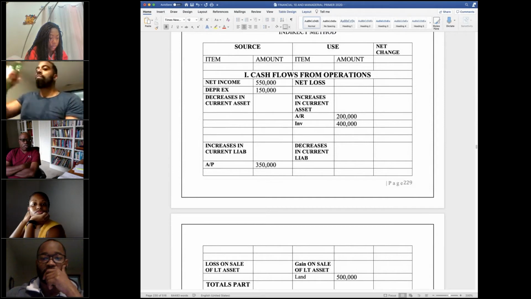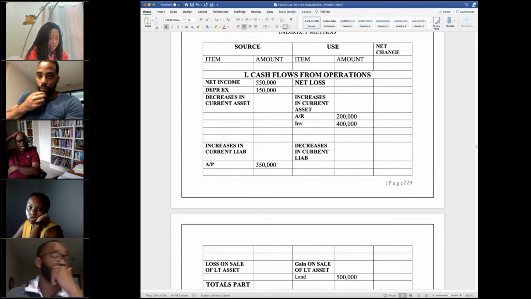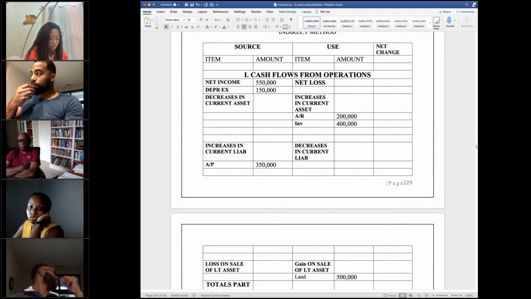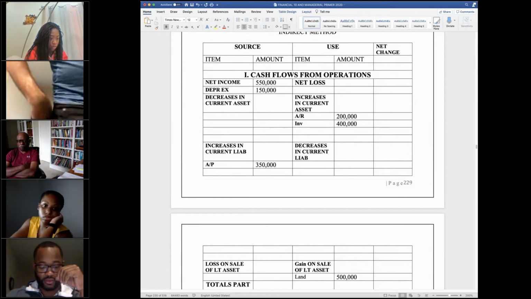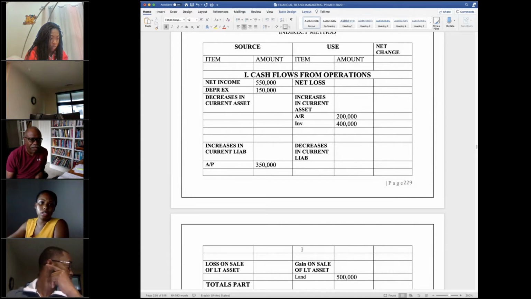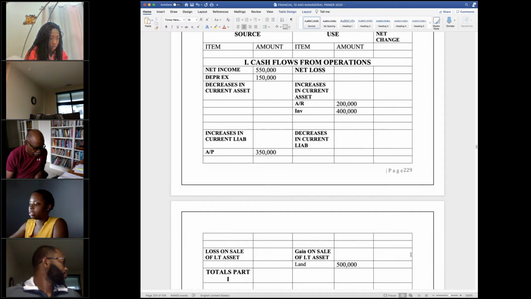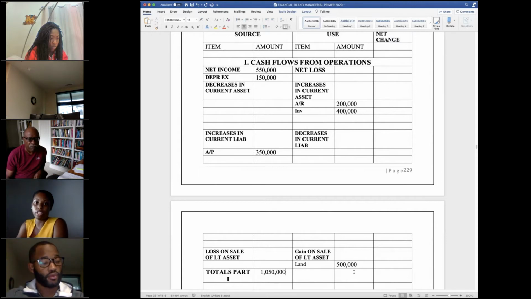We're just talking about part one. And remember, a company is supposed to have cash flow from operations. Am I just doing sources right now and then I do use? Add up the sources, then add up the use. For the sources, I add up 1,050,000. And then for the use, I got 600,000.